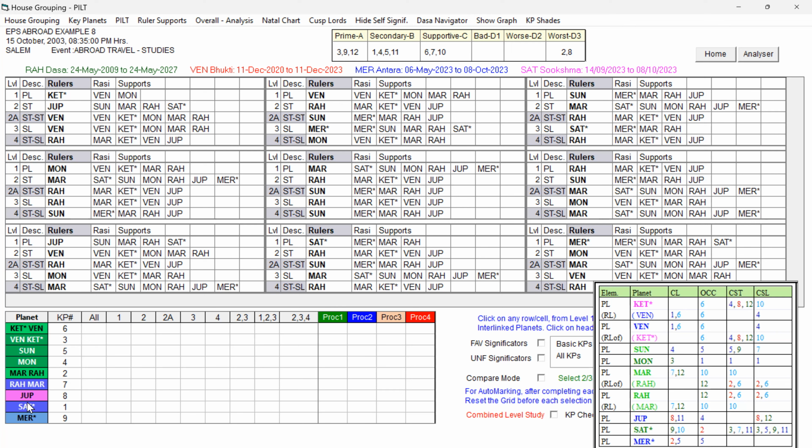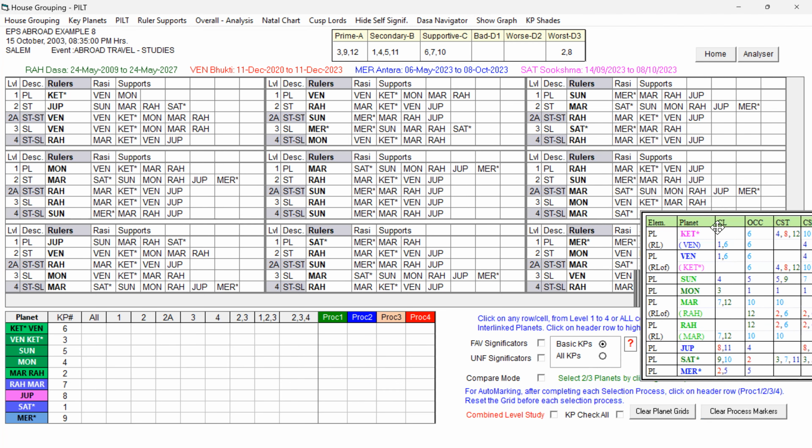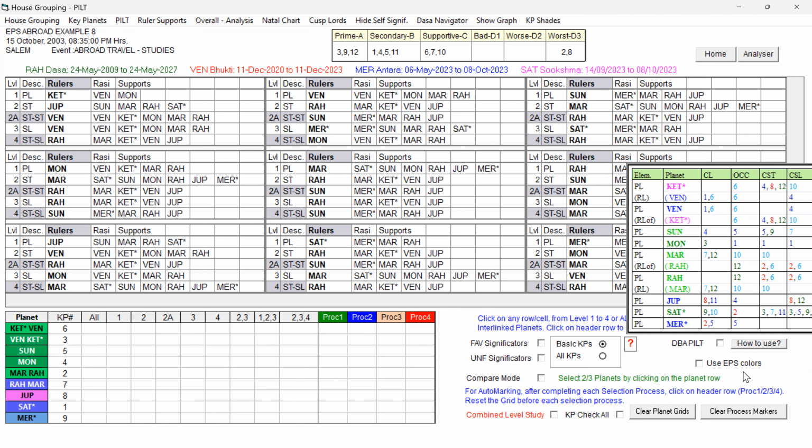Sometimes many planets will have the same colors in KP shades. So it is always recommended, until we do some fine tuning of that program, because it is still under an experimental stage, that we can also make use of the self-significations colors we have given in the EPS, or you can use this also according to your wish. As you know, one option has been added in the software now: use EPS colors.